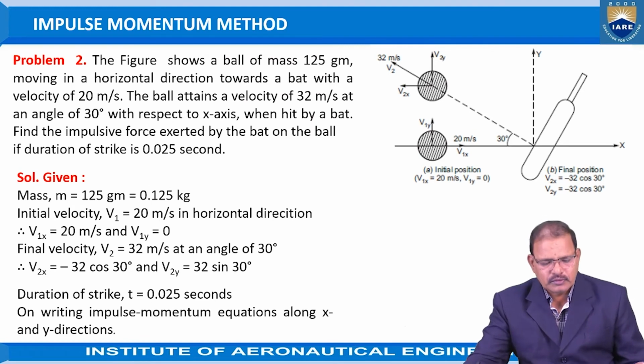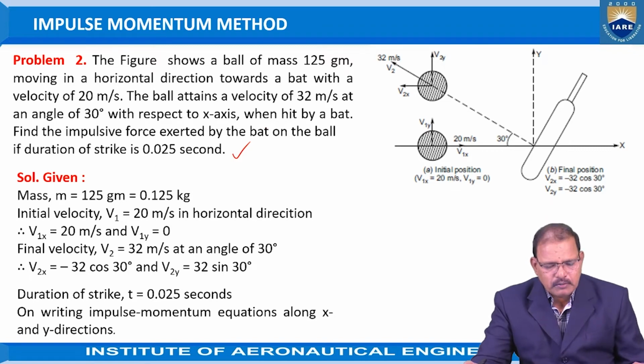Similarly, in the second problem, the figure shows a ball of mass 125 grams moving in the horizontal direction towards the bat with a velocity of 20 meters per second. The ball attains a velocity of 32 meters per second at an angle of 30 degrees with respect to the x-axis when hit by a bat. Find the impulsive force exerted by the bat on the ball if the duration of strike is 0.025 second.